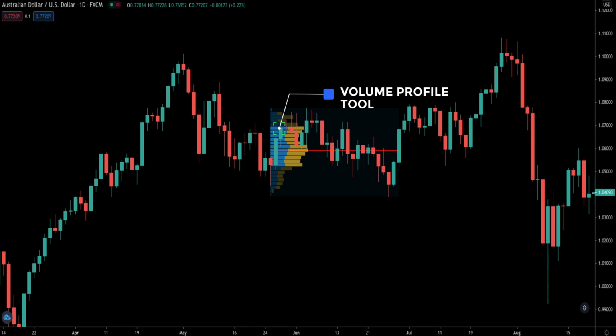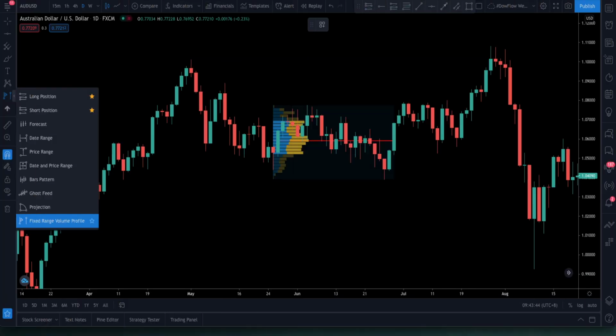I'm using tradingview.com, a free web-based charting platform where you can use the fixed range volume profile for free. Platforms like MetaTrader 4 don't have the volume profile indicator pre-installed, so I recommend just using TradingView for this. It is free anyways. Just head over to here and click the fixed range volume profile tool.